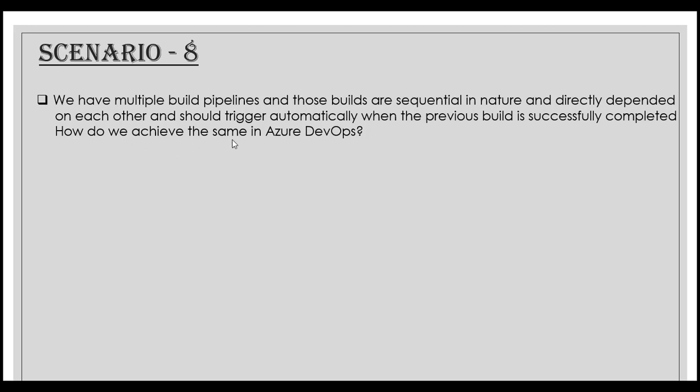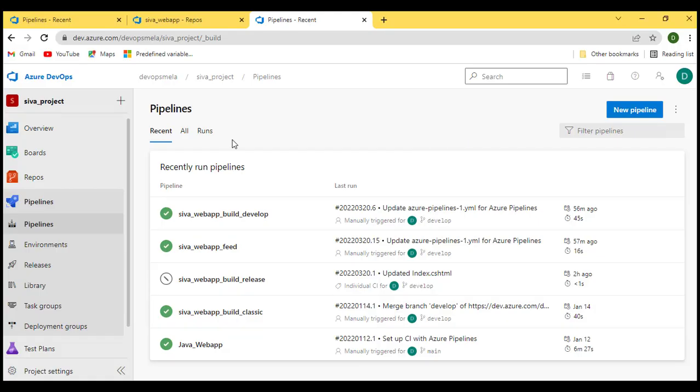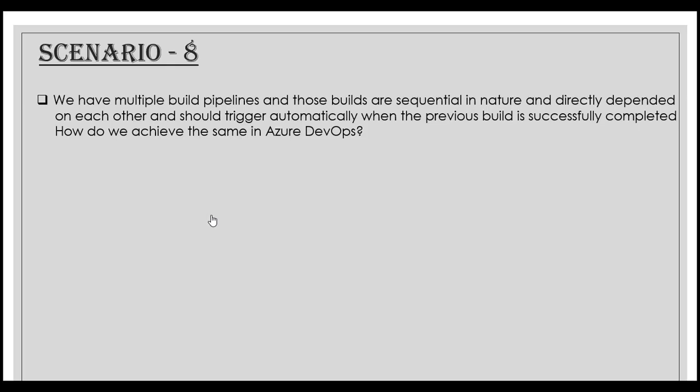Straightforward. Let's go back to Azure DevOps and consider this. Take this as a build, Shiva_web_app_build_develop. This build is directly dependent on another build, Shiva_web_app_feed. So when this feed build is successful, only then should this particular build run automatically. How exactly can we achieve it? Let's see that. Let's go back to the PPT.